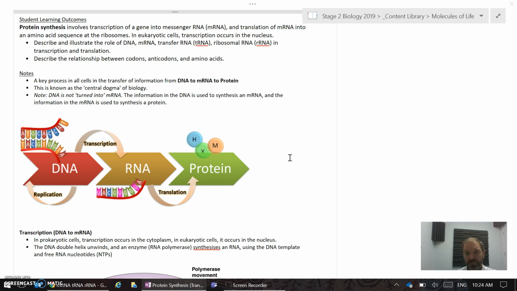DNA and proteins. Now, it's important to make the distinction that this is not saying that DNA turns into RNA or that RNA turns into protein. What we're talking about here is the flow of information. So DNA encodes or provides the information for an mRNA or an RNA strand, and that mRNA strand will code for the information to make a polypeptide, which folds into a protein. So a polypeptide is just a string of amino acids that have been covalently linked together, and these form a protein.